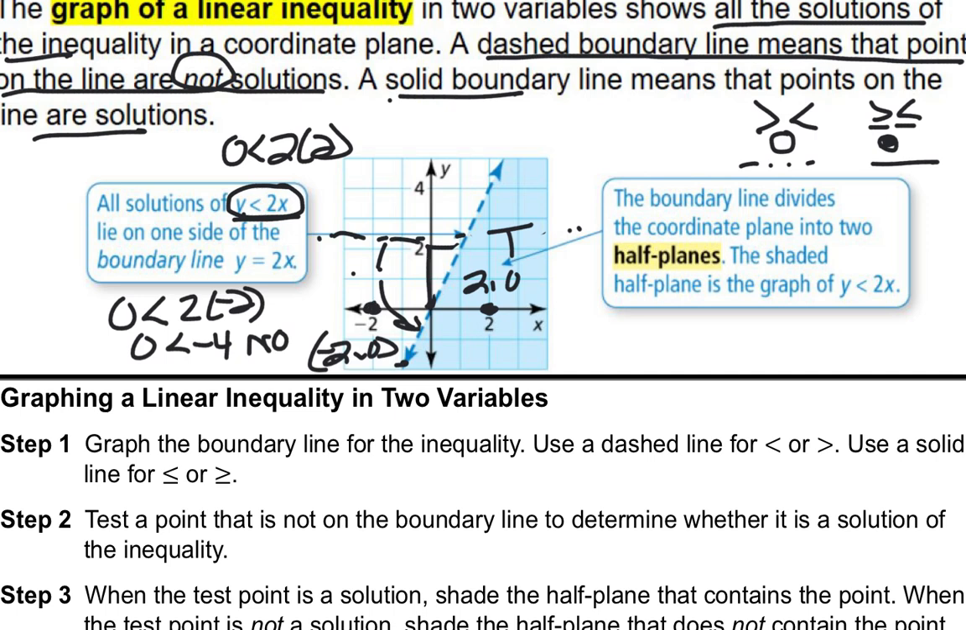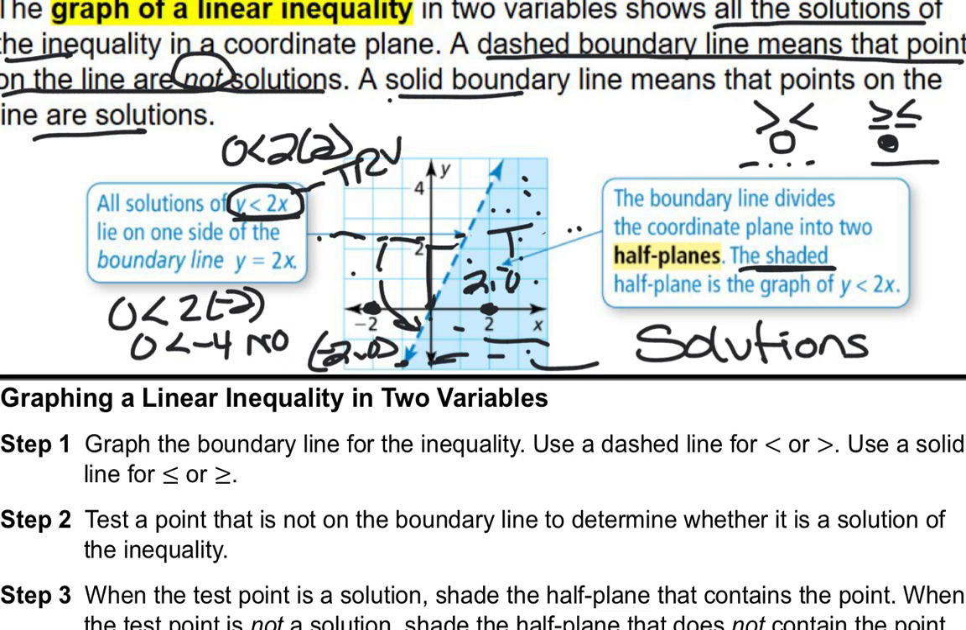That's why it's not in the shaded area. The shaded area are your solutions. All right, every point in that shaded area would make this inequality true. Okay?